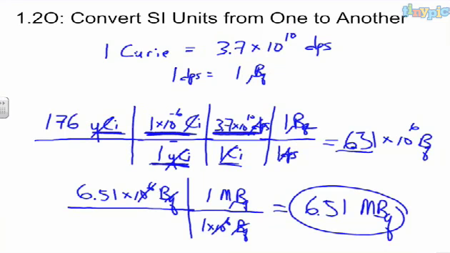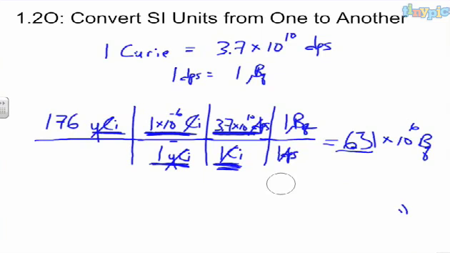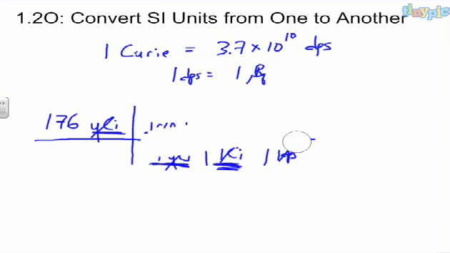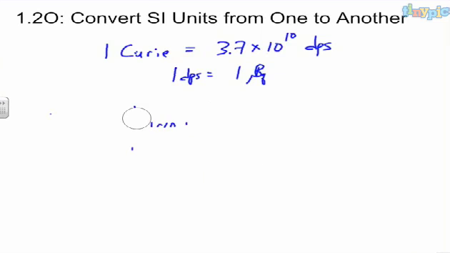Or 3.7 times 10 to the 10th disintegrations per second is equal to 1 Curie. And so you always put in your conversions and then look to cross out the units you don't want and keep the units you do want. You keep working the problem until you find the units that you desire. All right, so that's one kind of common conversion, the use of conversions in radioactivity.